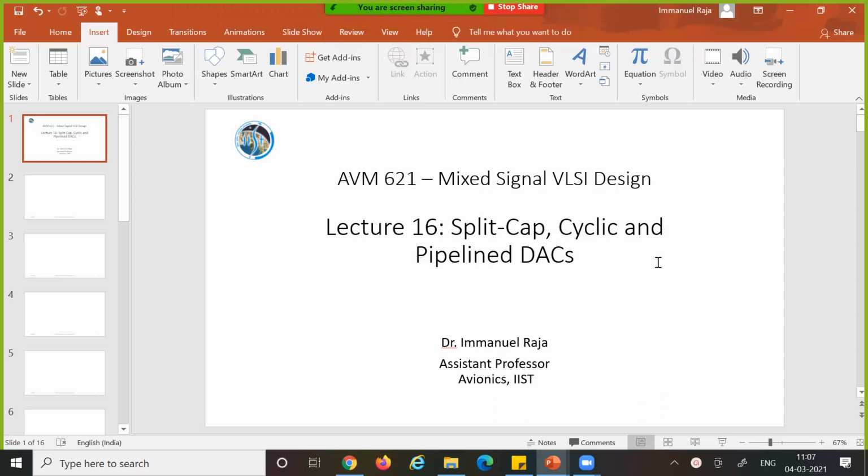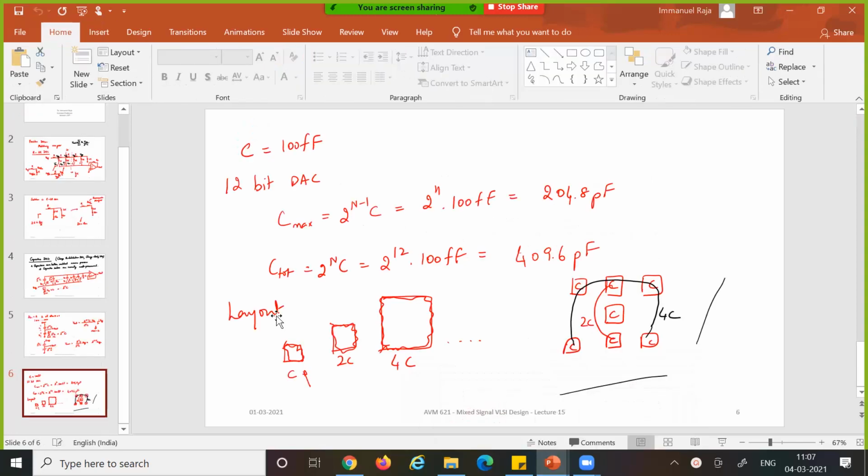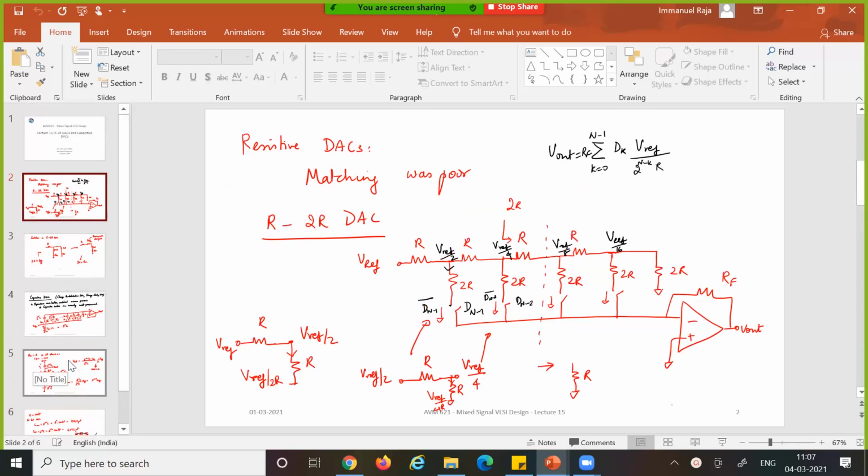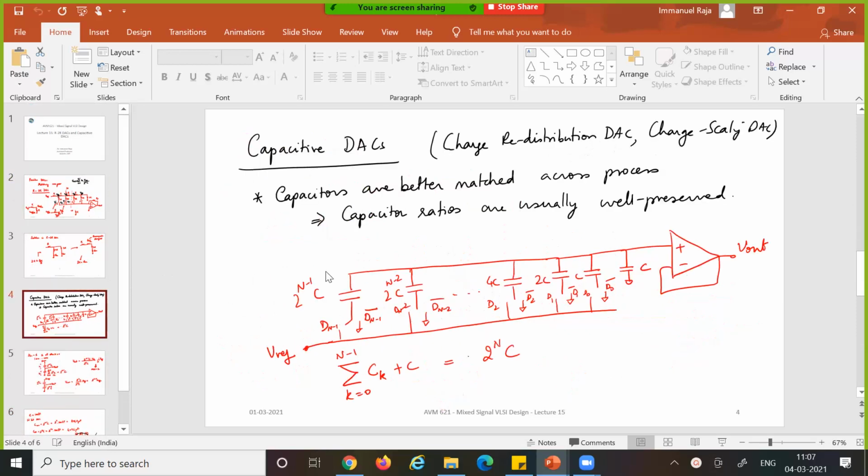Okay, we'll get started. So in last class, if you remember, we have been looking at the capacitive DACs, right? And we saw that the architecture is going to look something like this, right? So you have an array of caps, and this array can either be entirely binary weighted, but we know what is the disadvantage. You will end up with non-monotonic behavior.